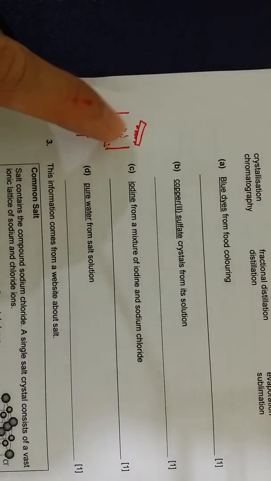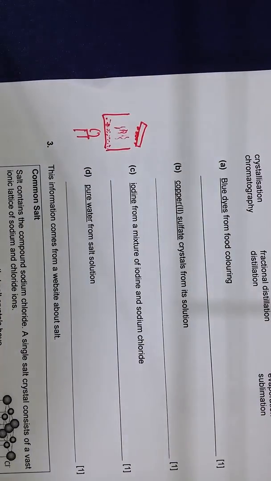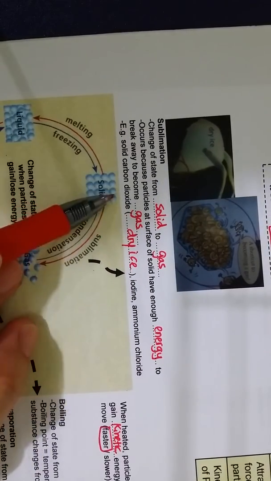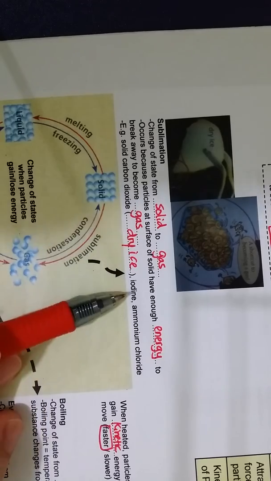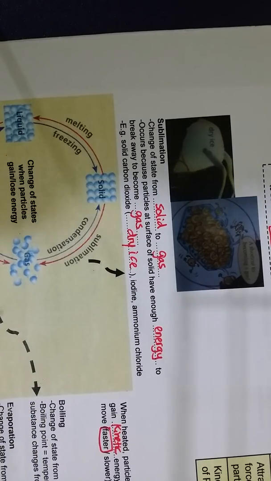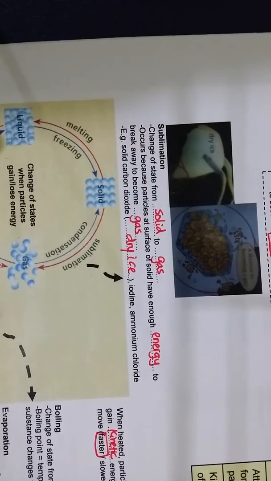Solid to gas, that is sublimation. So you have to take note that only solid carbon dioxide or dry ice, iodine and ammonium chloride, these three substances will sublime, meaning that they will change from solid to gas.